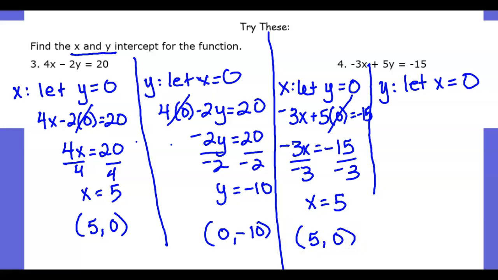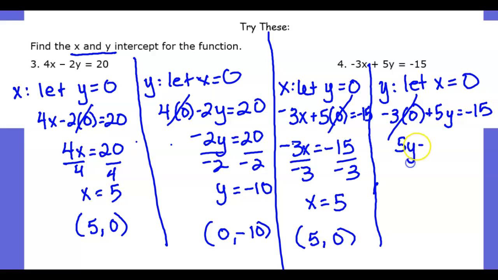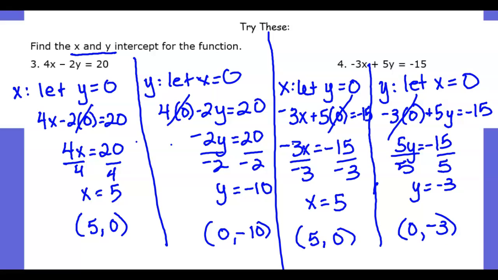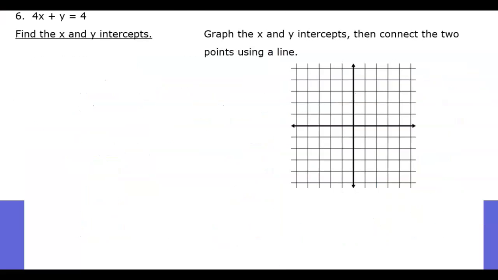Here's my x-intercept. For my y-intercept, we let x be equal to 0, so negative 3 times 0 plus 5y is equal to negative 15. Negative 3 times 0 is 0, so I'm left with 5y equals negative 15. When I divide by 5, I get y is negative 3. My x is 0, my y is negative 3. All right, so let's look now at the next one.